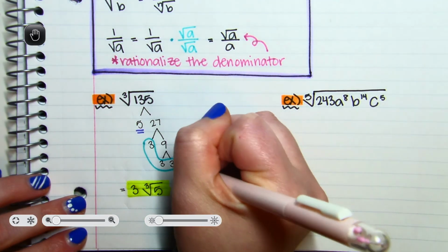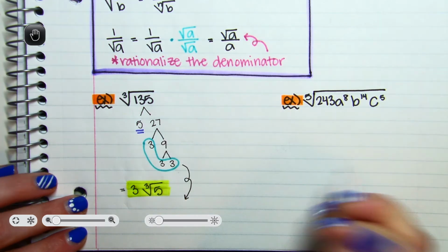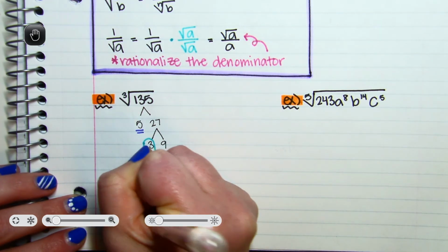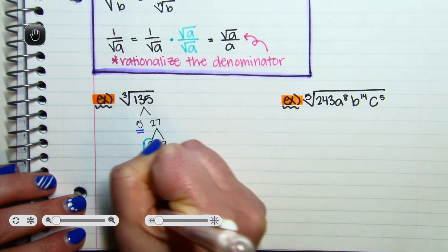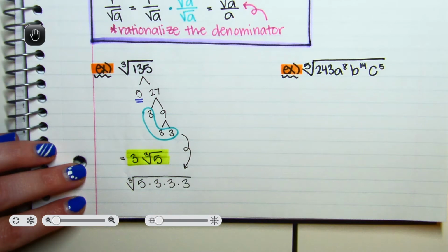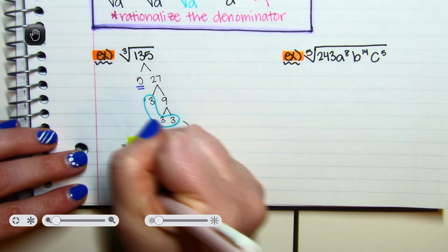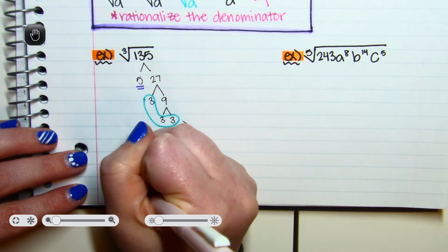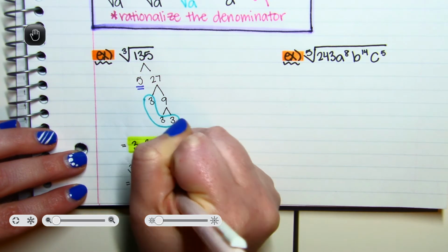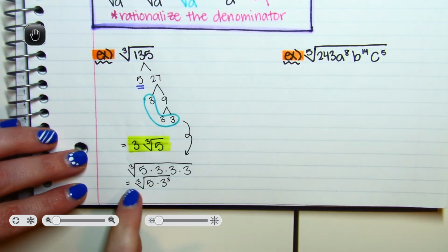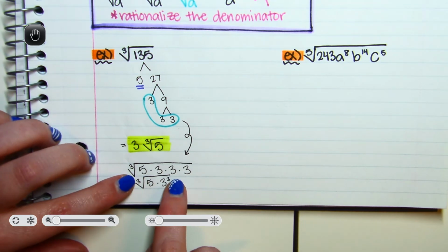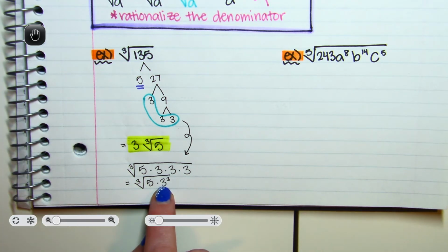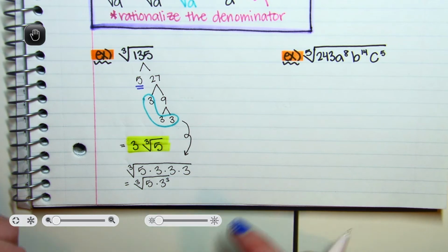Because this is like saying the cube root of 5 times 3 times 3 times 3. This is basically what this little tree means, which is the same as the cube root of 5 times 3 cubed. And we know that when we have the cube root of something cubed, the exponent and the index will cancel each other out, and this number comes out of the radical. I never write this step, but you can if you want to, if you're more comfortable with it.